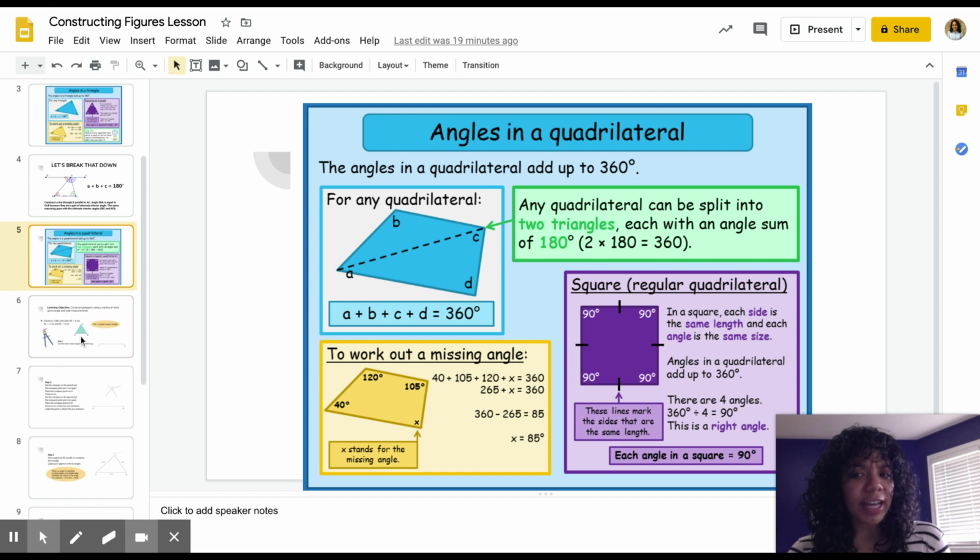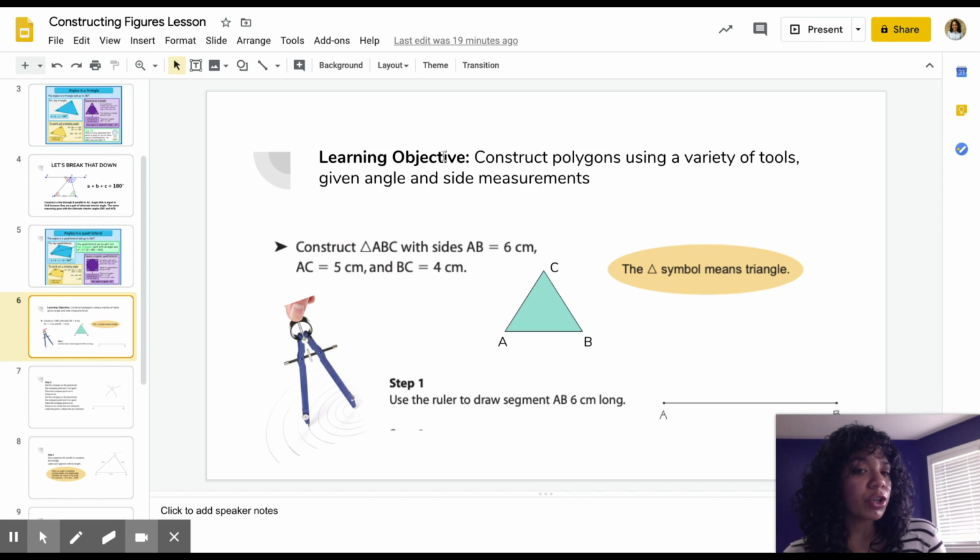So for today, as I said, the learning objective is to construct polygons using a variety of tools given angle and side measurements. This question right here says, construct triangle. Whenever you see this little symbol, it means triangle. So construct triangle ABC with sides AB being 6 centimeters, AC being 5 centimeters, and BC being 4 centimeters.